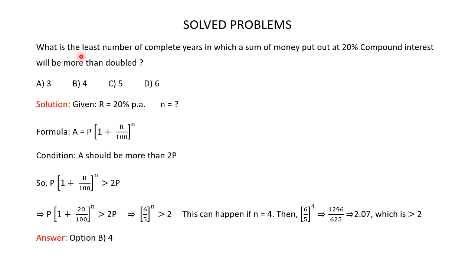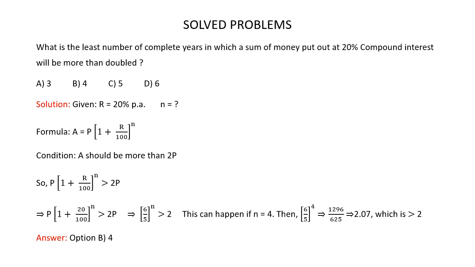What is the least number of complete years in which a sum of money put out at 20% compound interest will be more than doubled? You're given 4 options here and you have to find out which of these options is the correct one. Now it's given here that the rate of interest is 20% per annum. You're asked to find the time. Now since nothing is specified in the question, you have to assume that the interest is compounded annually.